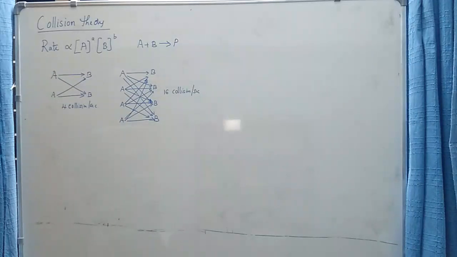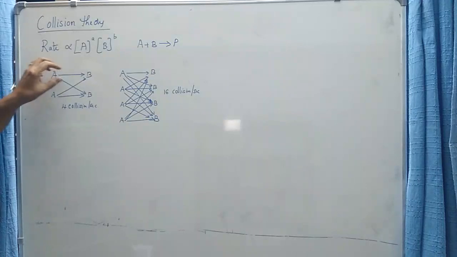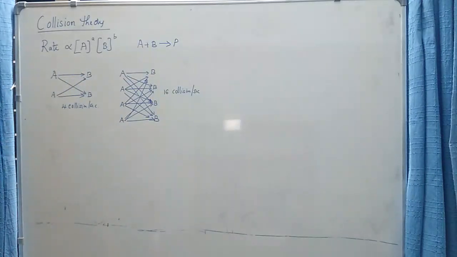To give an example, here I have given two cases. In one case where the concentration of the reactant is less, we have considered two molecules of A and two molecules of B. So one molecule of A can collide with the two molecules of B. Similarly, the other molecule of A also has the opportunity to collide with the two molecules of B. So altogether you have four collisions taking place per unit time, or per second.